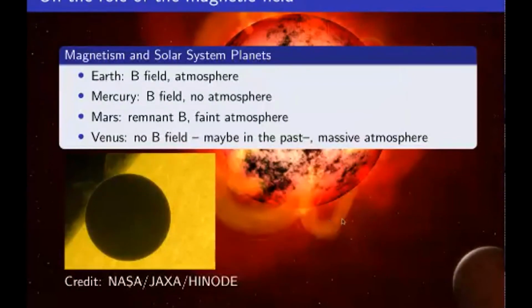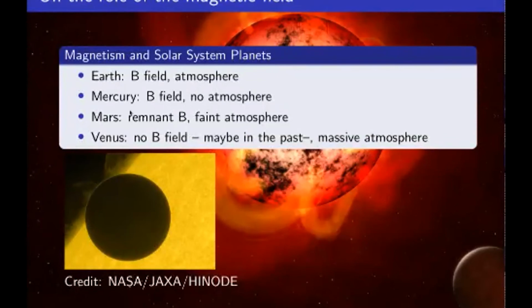For the role of the magnetic field, let's have a very simple look at our solar system. And I'm not going to speak about the giant planets because it doesn't make any sense to compare them with the terrestrial planets with our objective of habitability. So we see that the Earth has a magnetic field and an atmosphere. Mercury has a magnetic field. It's smaller, but it has no atmosphere.